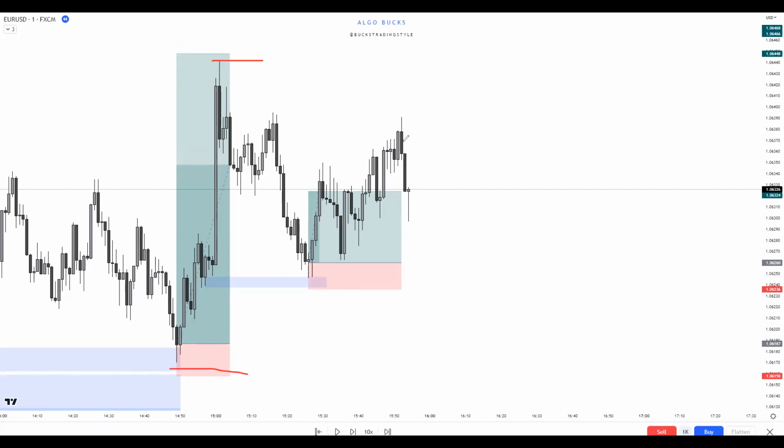Then these are still external structure points right here. Price is still within the range, right? So everything that will be happening at this time will probably be internal structure. So you are then looking for entry.